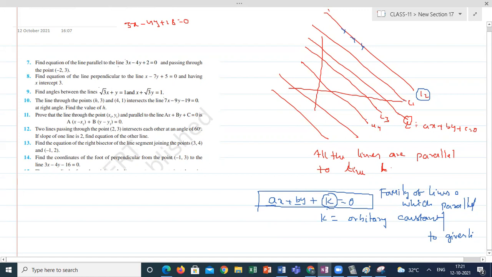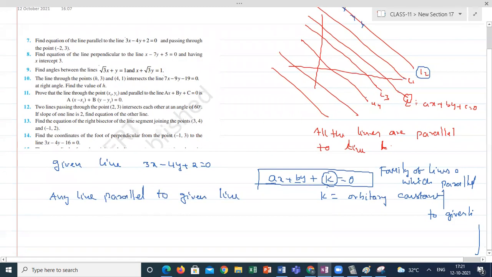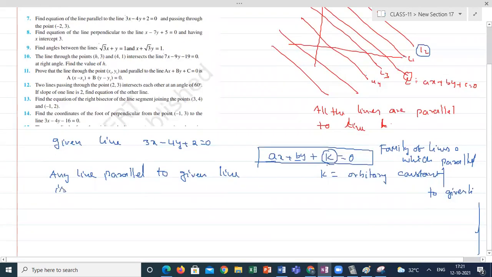So when I'm trying to solve this kind of equation, suppose the given line is 3x minus 4y plus 2 is equal to 0. Any line parallel to the given line is in the form of 3x minus 4y plus k is equal to 0. So this equation represents a family of lines parallel to the given line.